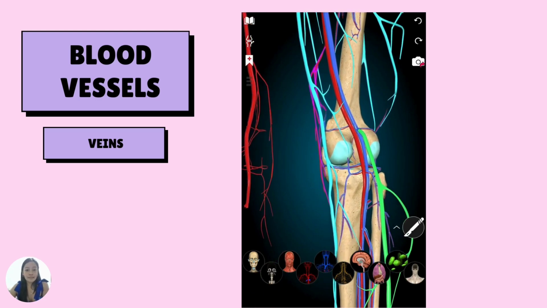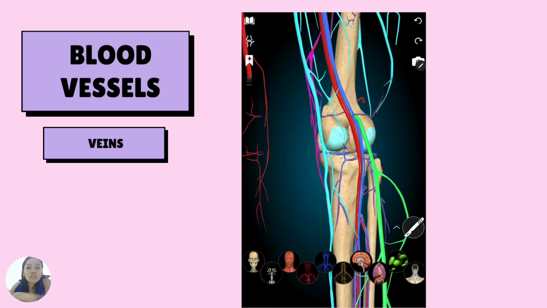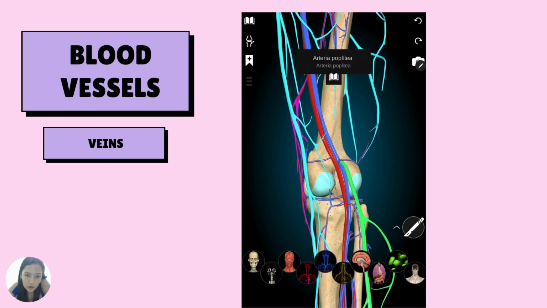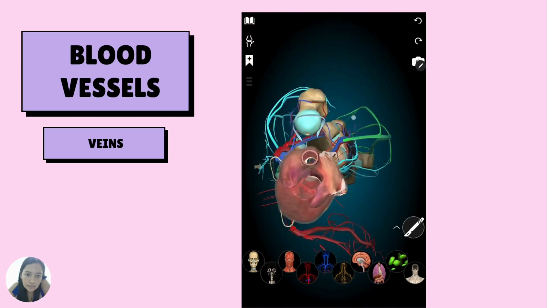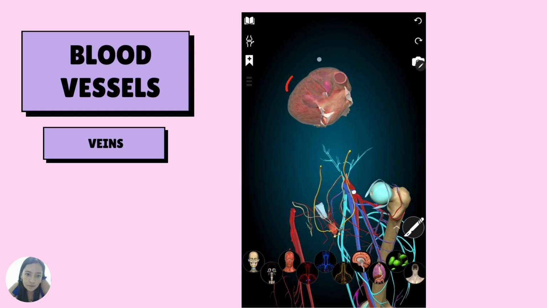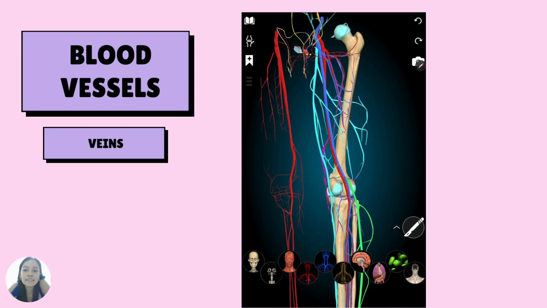Then we have the veins. The popliteal vein runs alongside the artery and carries the blood back toward the heart, that we can see in this video, running on this side to the heart. This vascular network is essential for supplying oxygen and nutrients to the lower limb.